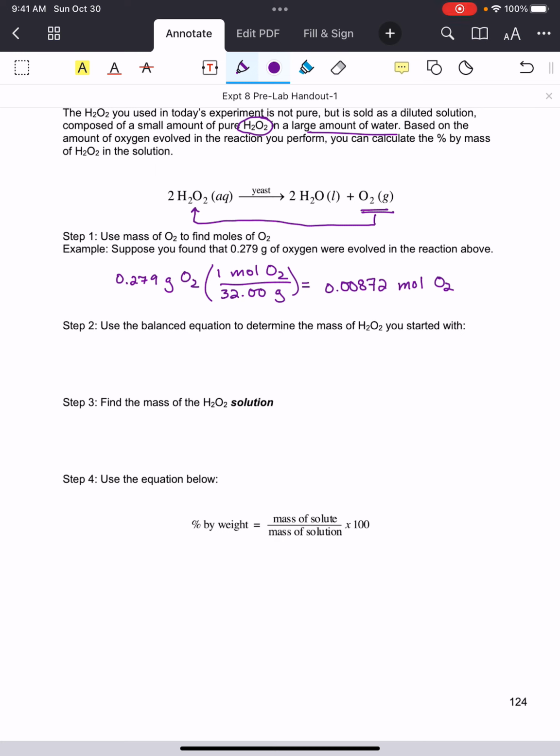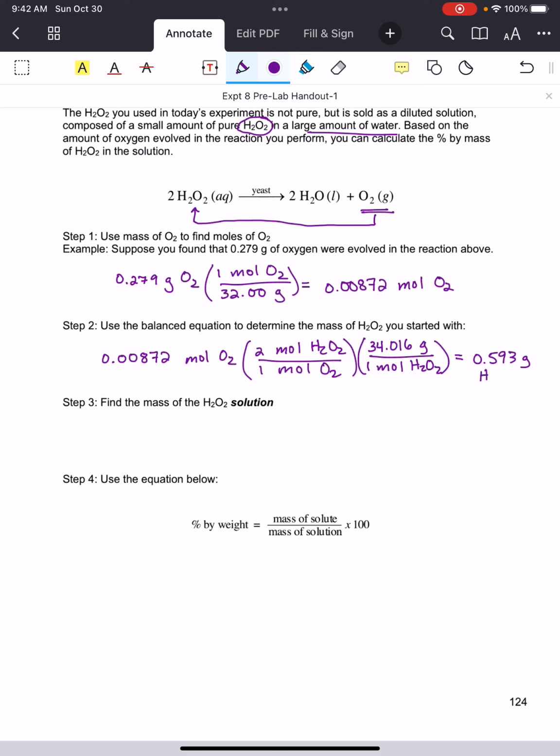We're going to use the balanced equation that we wrote earlier to figure out how much H2O2 was in there originally. So if we take the moles, we can write a mole ratio. So we know that 2 moles of hydrogen peroxide were in the solution for every mole of oxygen that were reacted. Then we can use the molar mass of just the H2O2 to figure out how much of that was in the solution to begin with. And in this calculation, we get 0.593 grams of hydrogen peroxide.